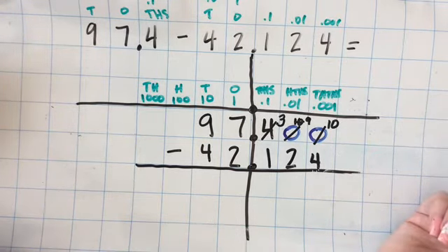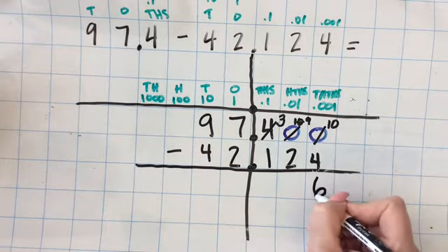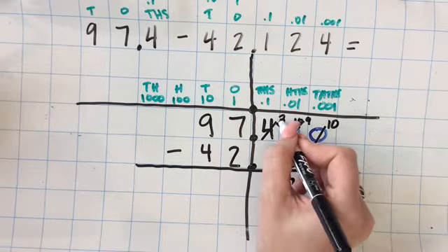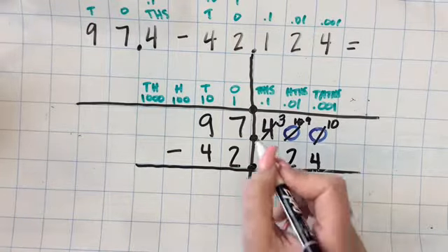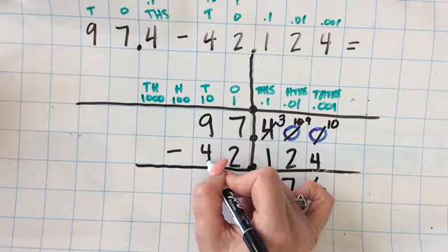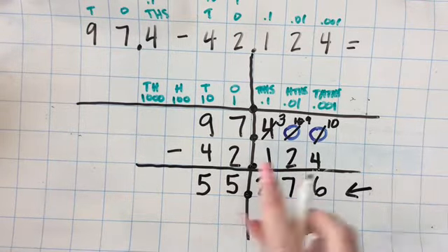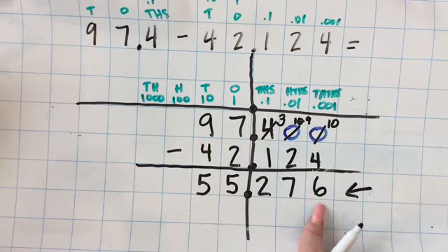Now I can do some subtraction. 10 minus 4 is 6. 9 minus 2 is 7. 3 minus 1 is 2. Big decimal point. 7 minus 2 is 5. 9 minus 4 is 5. My answer is 55 and 276 thousandths.